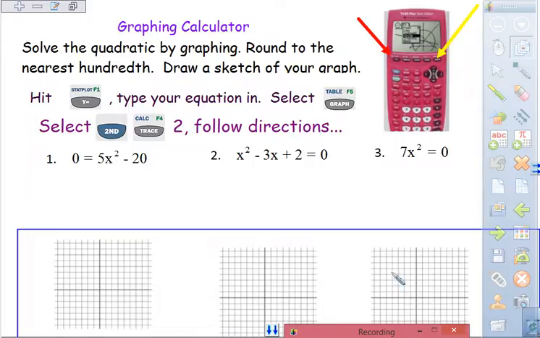Part 2, Lesson 9-3 for Algebra 1. Solve the quadratic by graphing. Round to the nearest hundredth. Draw a sketch of your graph.